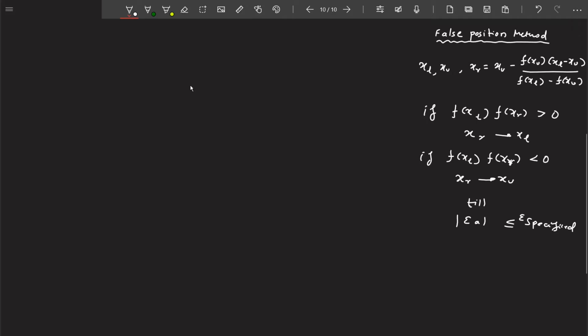So let's solve the same problem. If you can recall the problem, let me write down f(x) equals minus 0.5 x square. We are going to solve this problem using the false position method. Since it is a bracketing method, you should know the starting lower limit and upper limit beforehand. So it is 5 and 10.